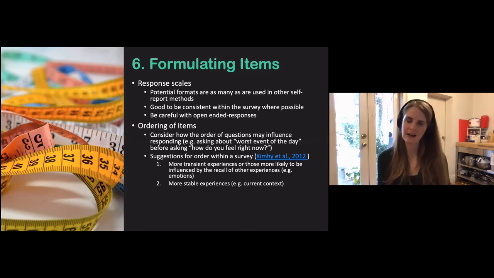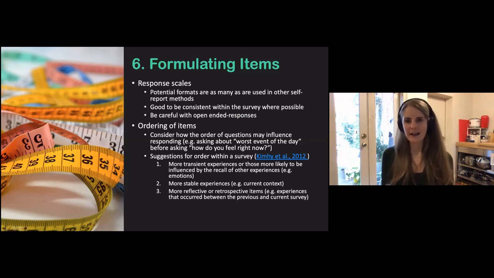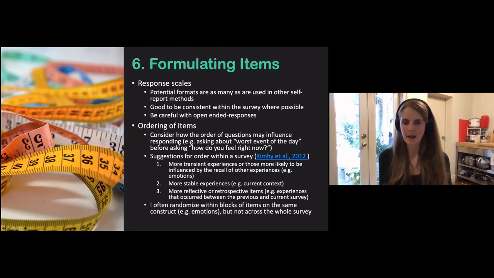Who are you with right now? Those items they can answer and are about now, but aren't likely to be influenced by answering about their emotions. And then finally, I'd put the more reflective items, or the "since the last survey" items. They go last because they've already sort of been tarnished by retrospection. So it's easiest to just allow that to happen and put them towards the end.